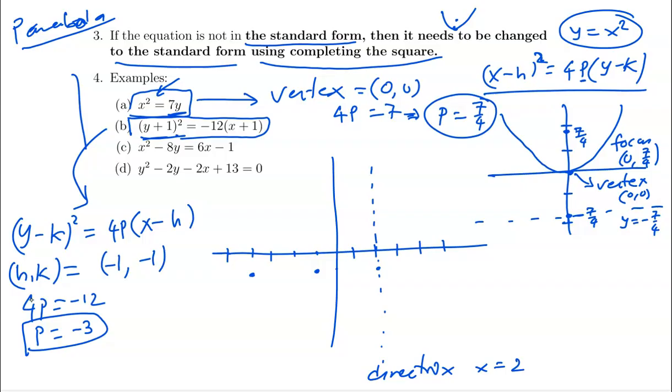And this is my vertex, which is negative 1, negative 1, and that's my focus, which is 1, 2, 3, so negative 4, negative 1.